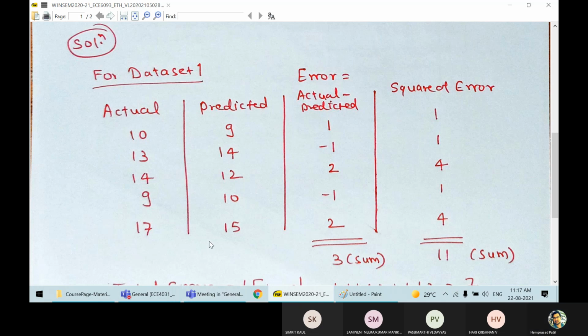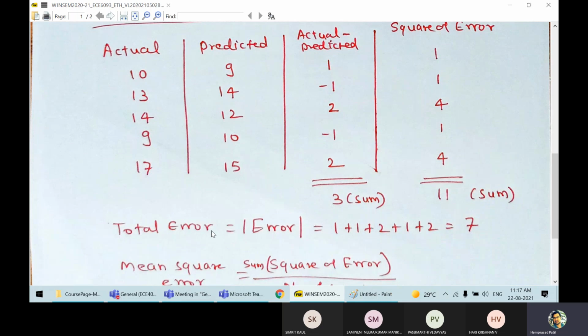Done. Next is find the total error. So total error is the mod of error. So how to write this total error? Mod of error: mod of 1 is 1, mod of minus 1 is 1, mod of 2 is 2, mod of minus 1 is 1, mod of 2 is 2. Sum it up. So total error is equal to 7. Write this down.